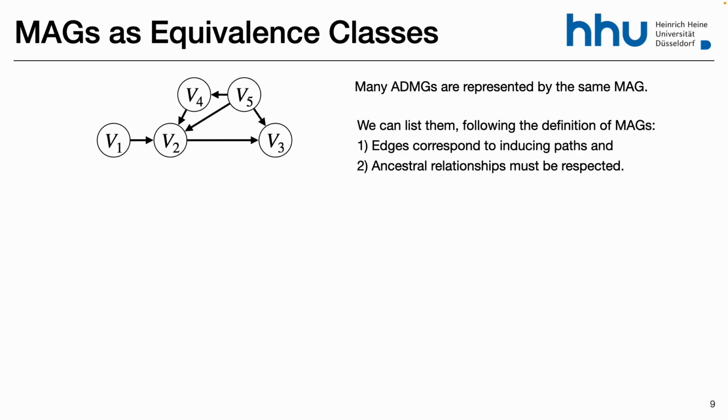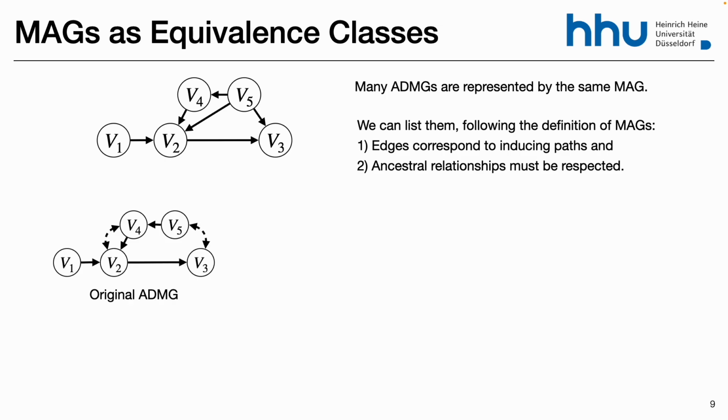So I want to just list, let's start with this MAG here and start listing the ADMGs. So this is the original ADMG where we started. I want you to see how we could do the reverse process from the MAG to recover the original ADMG. So basically it's from the definition, right?